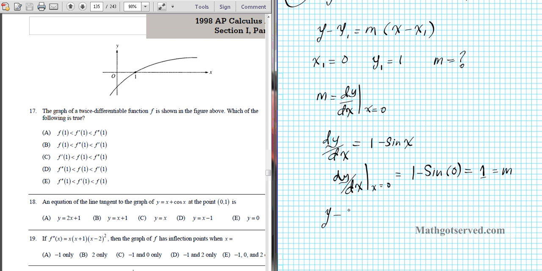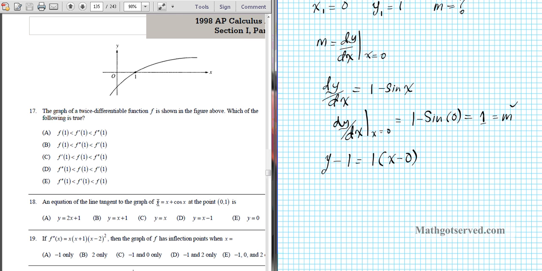Y minus 1 equals m, which is 1, times x minus 0. So I just plugged in 1, 2, 3 into this equation right here, and that's how I got this, okay? All right, so let's simplify this since our answers are in slope intercept form. So we have y minus 1 equals x. If you add 1 to both sides, you have y equals x plus 1. And the final answer for number 18 is option letter B.